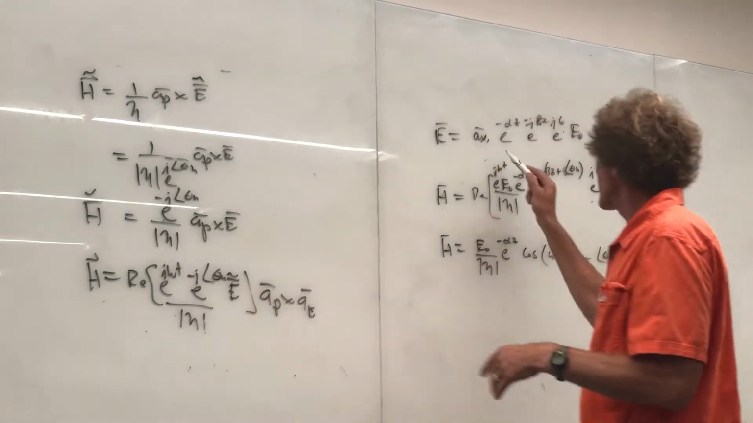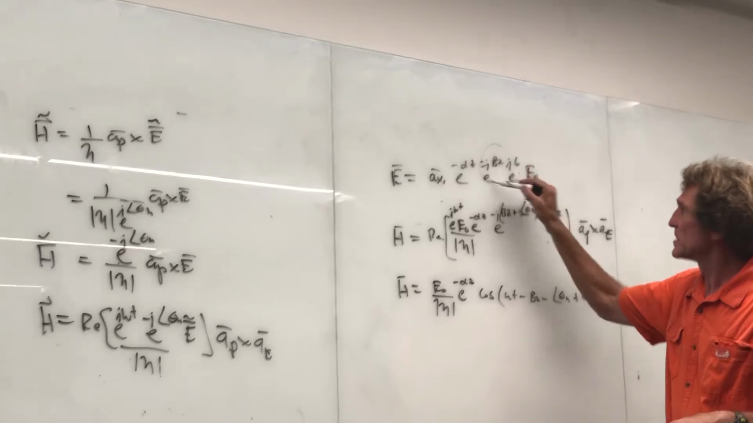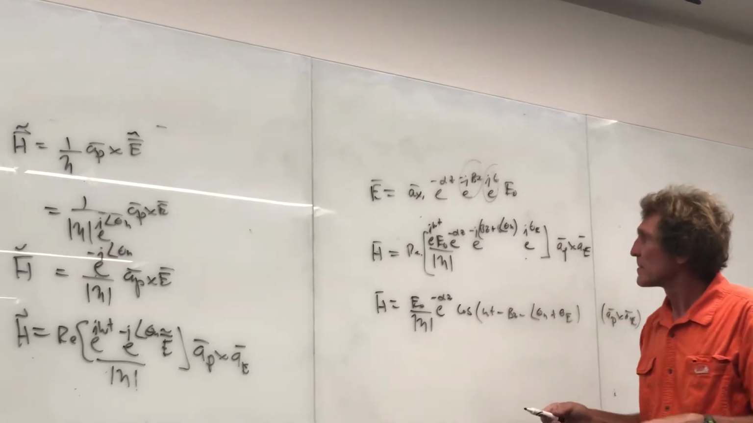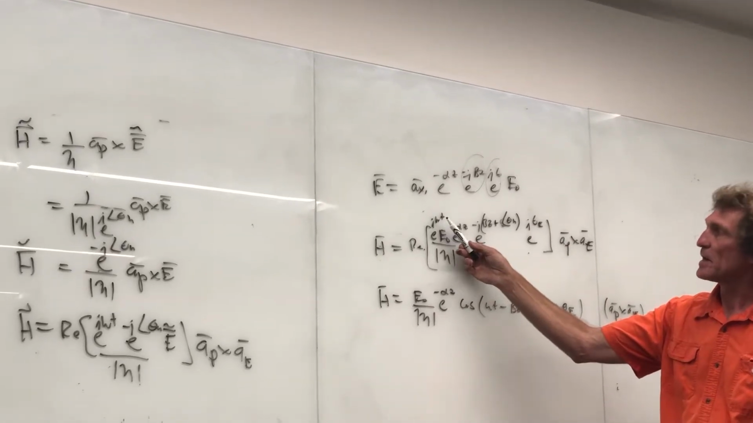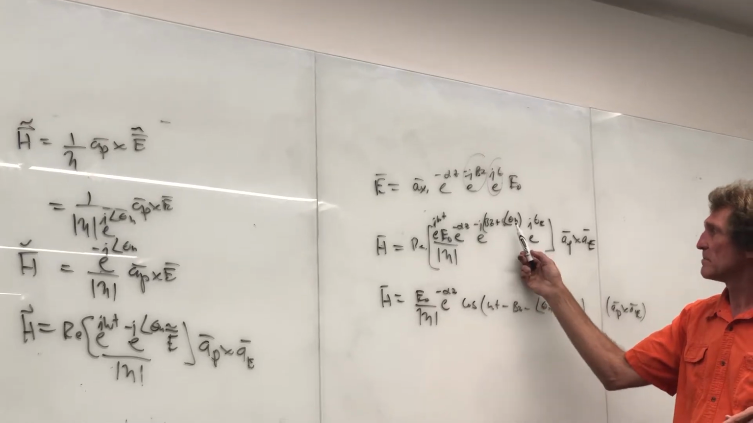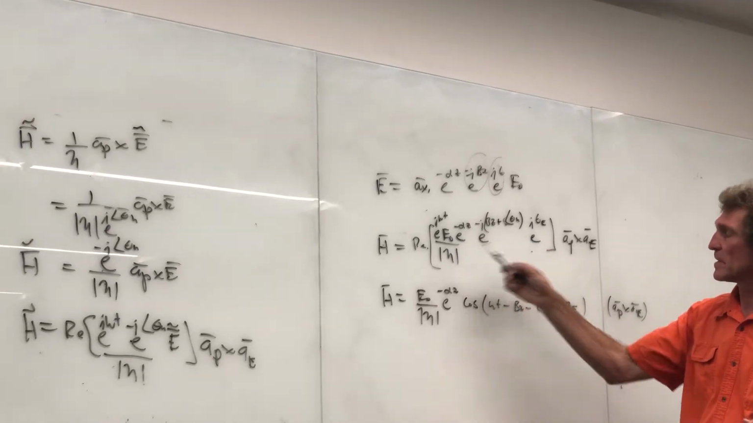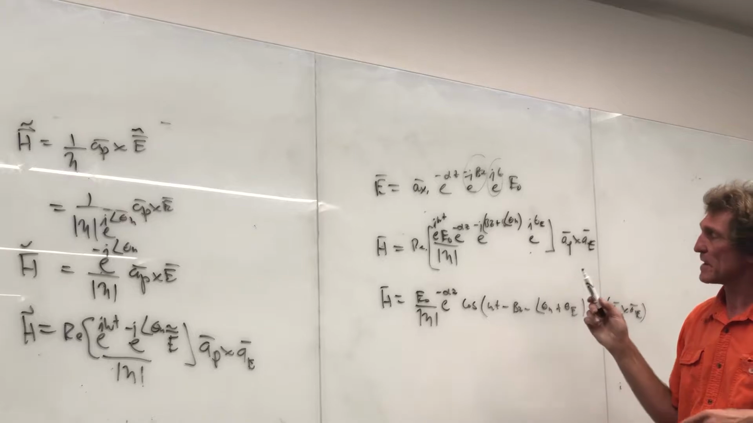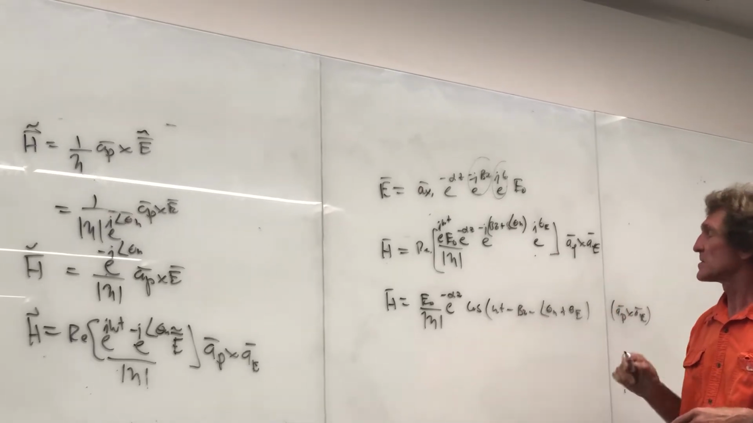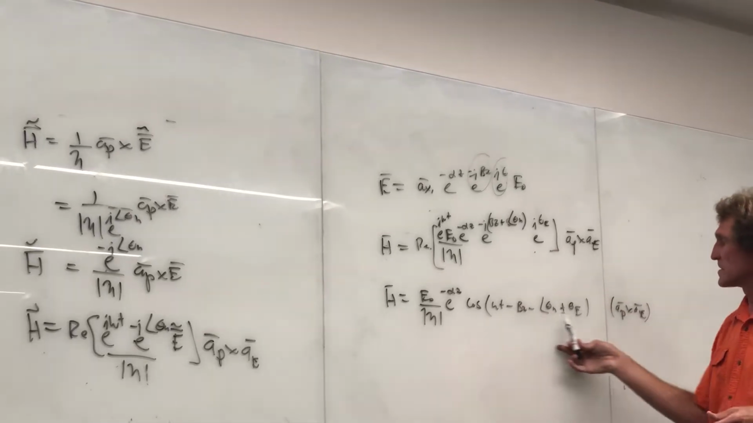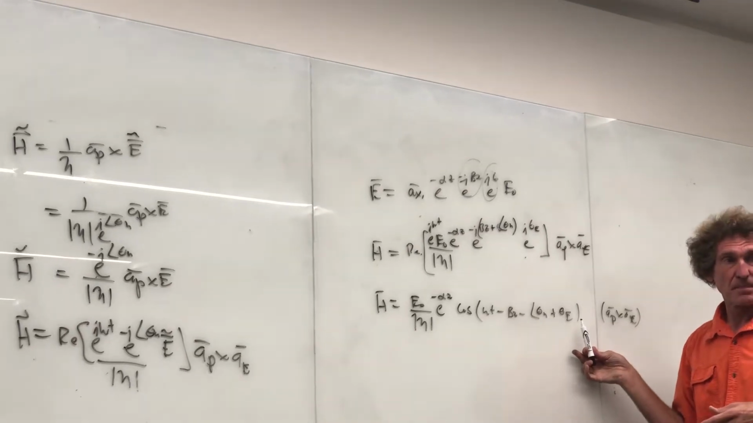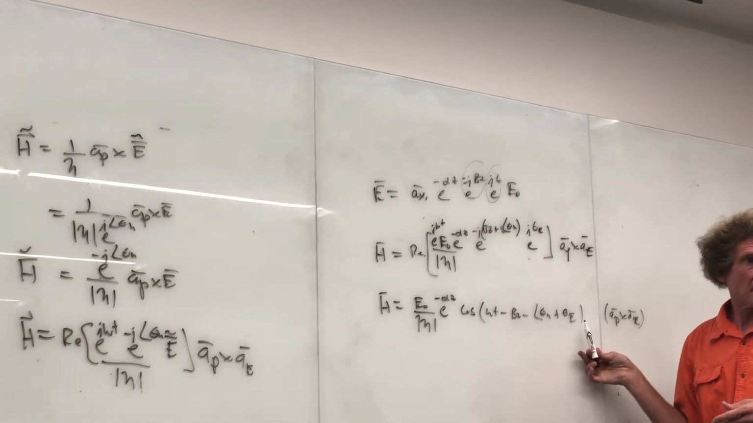Well, the E field's expression is this. The phase is here and here. So all these e to the j, like omega t minus beta z minus the phase angle of the intrinsic impedance, plus the original phase angle, all those things have to be put into this equation right here. Follow me on that?